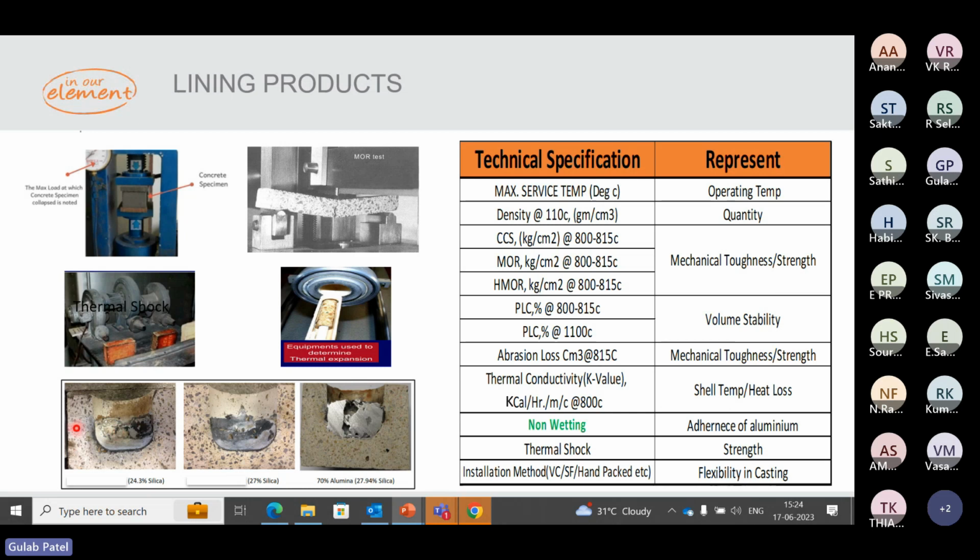But here you can see a little bit of dark color on the surface of the refractories. So it shows that it is not correct that every 80% or 60% non-wetting castable is going to be the same. It could perform differently because of the design and because of the different kinds of additives used in the lining product manufacturing.